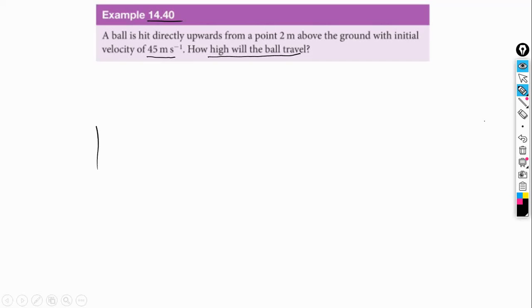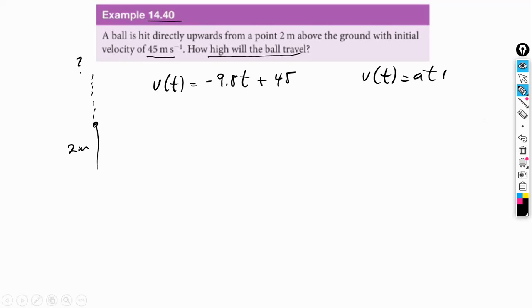So there's already a height of 2 meters when the ball is hit, and they're asking how high will it travel? So we know that velocity in this case is going to be minus 9.8 meters per second squared, which is the deceleration due to gravity, times time plus 45, which is the initial velocity, right? Remember that the formula says that velocity in terms of time is equal to acceleration times time plus initial velocity, right? That's one of the formulas that was derived in the previous slide. So that's where this comes from.